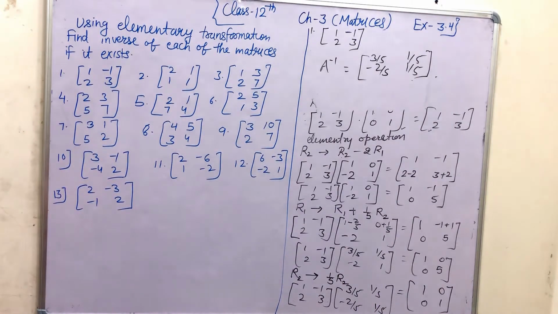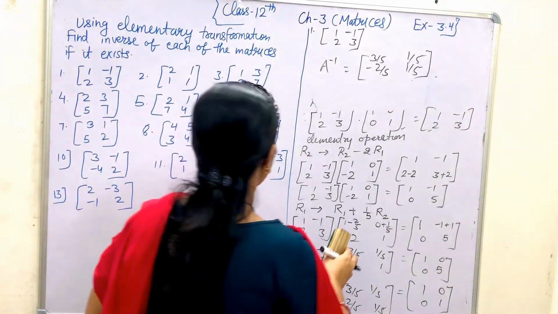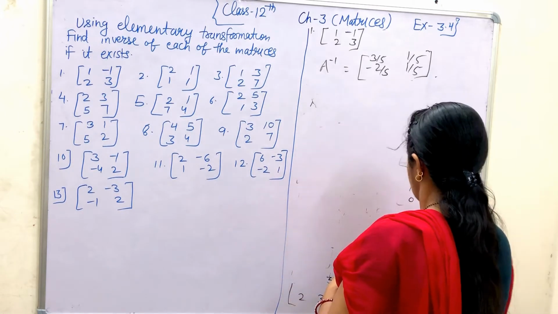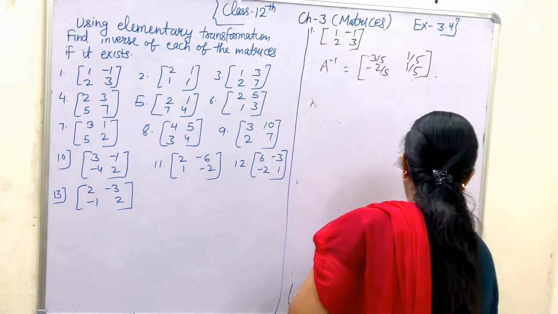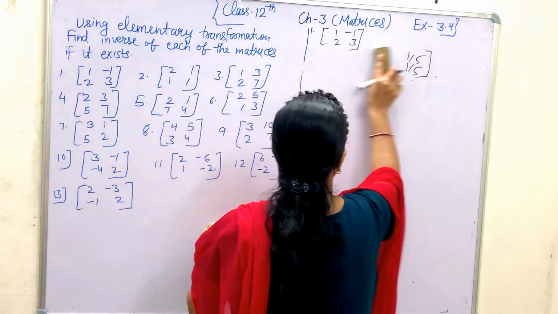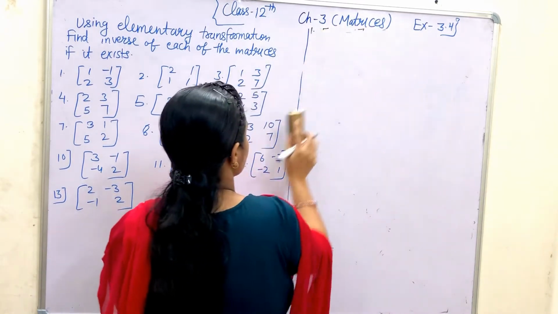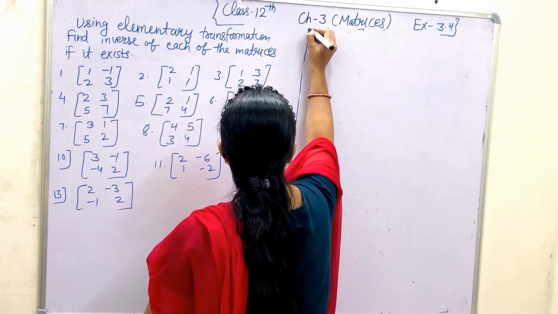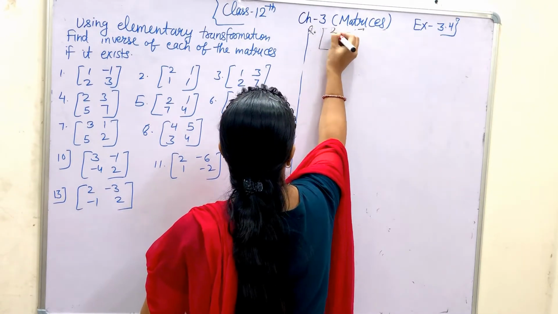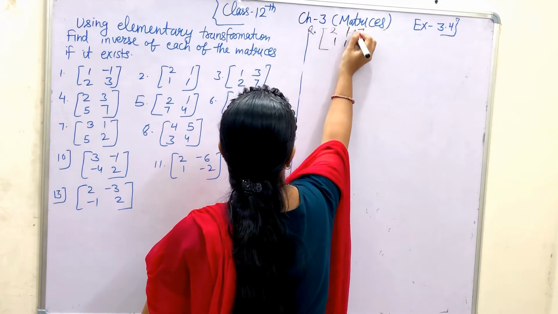Now in second we can see 2, 1, 1, 1. We will do the same process in all the matrices for finding A inverse. Here the second question, that is 2, 1, 1, 1.